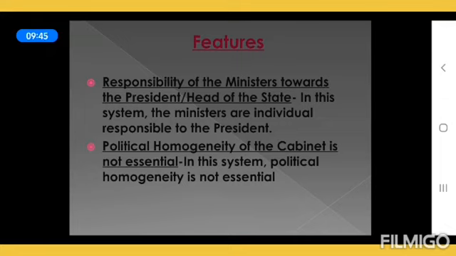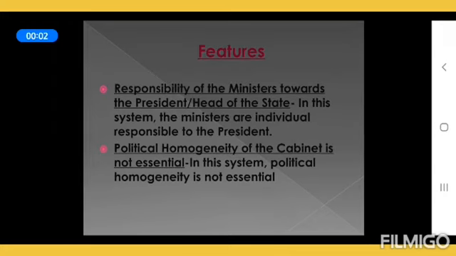Against it, in a parliamentary system, the ministers are individually as well as collectively responsible before the legislature for their decisions, for their policies, and for their actions. In fact, the individual and the collective responsibility of the prime minister and their council of ministers before the legislature is a very vital feature of the parliamentary form of government. So I hope it's very clear.